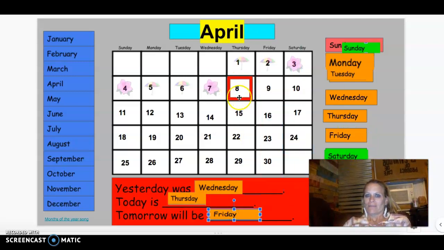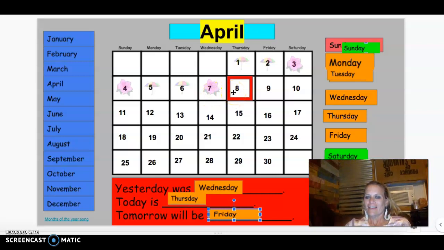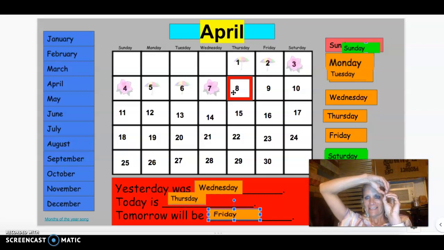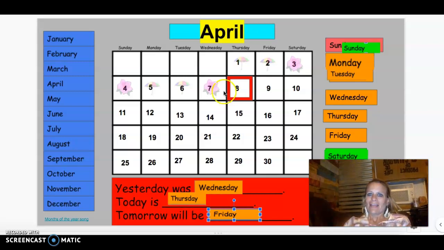Here is our number. What number is this? It comes after 7. It is an 8. There's an 8. Can you make an 8 with your hand? Good job. And our pattern is an AABB pattern.